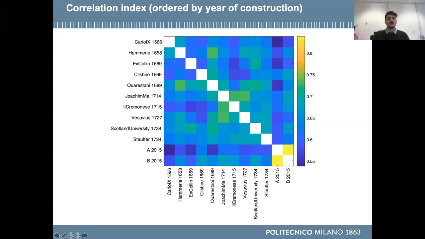Among the historical instruments, instead, the highest similarity is given by the Vesuvius and the Joachim, both instruments by Stradivari. The average value of similarity among the data set of our historical instruments is around 0.65. And we can notice that the Carlo IX violin by Andrea Amati records an NCC that is lower than the average value for almost all the violins, except the Hammerle violin, which is also the closest in time with the Carlo IX.